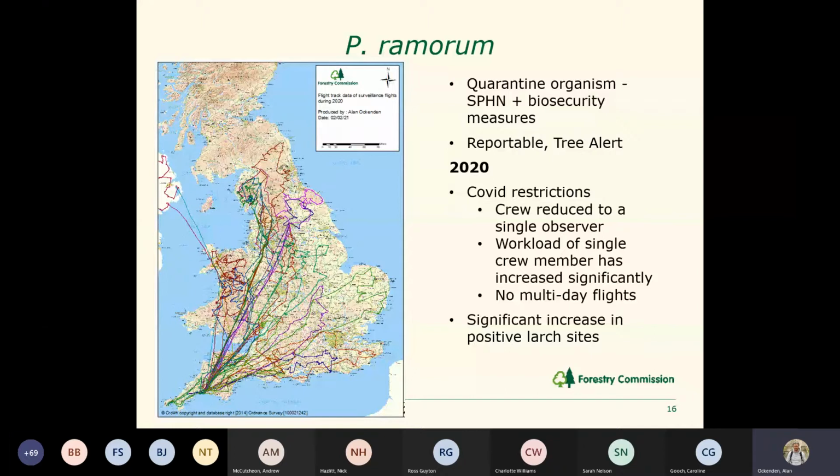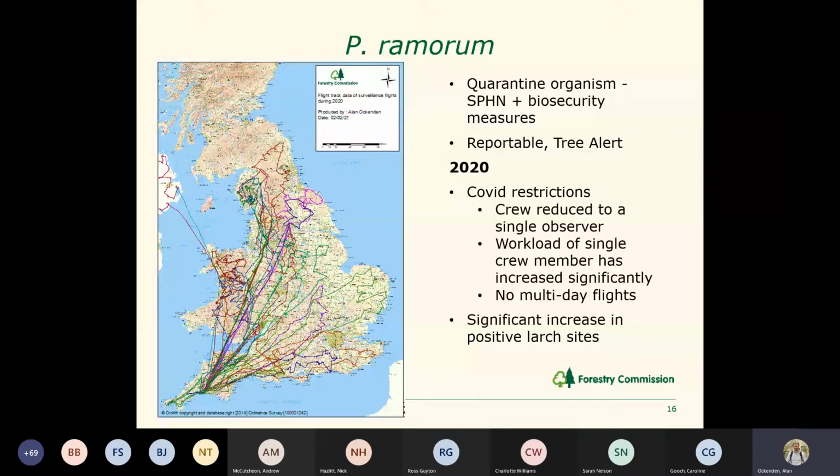Last year, COVID, as for everybody, has caused us issues. Our aerial surveillance program normally is a crew of 3 plus a pilot. We're now down to a single observer plus a pilot. So as you can probably imagine, the workload on that single crew member has increased significantly. They're now operating a camera, filling out spreadsheets, and trying to navigate at the same time whilst looking out of an aircraft down through the lens of a camera. It's an interesting combination of jobs to do in one go.